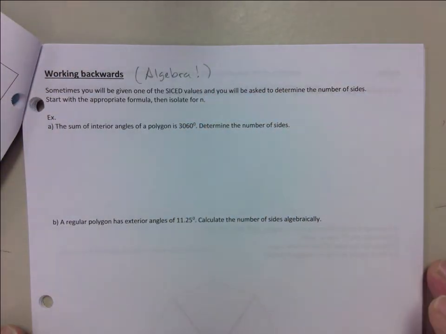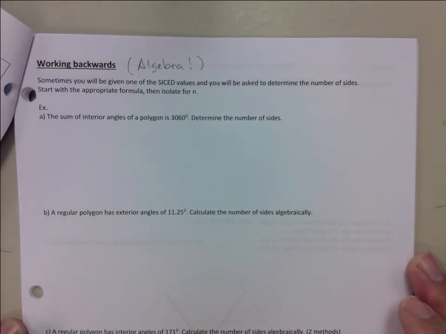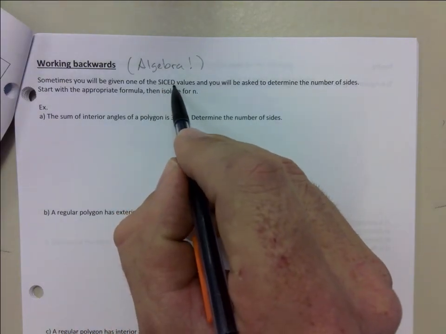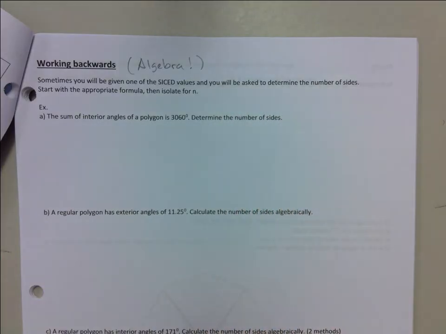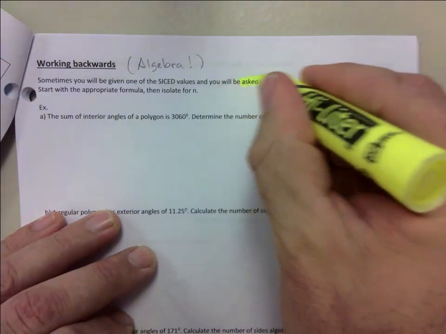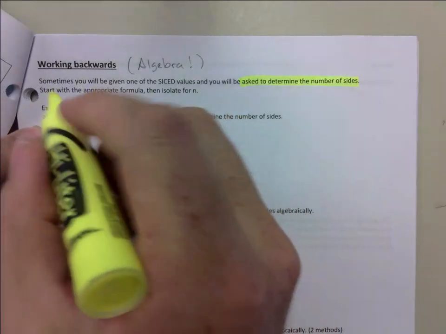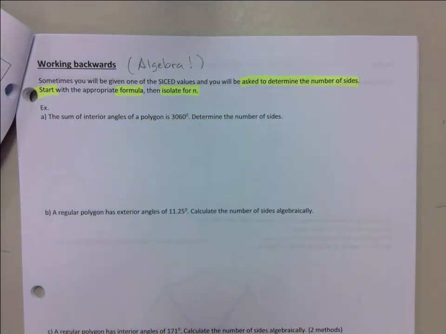And you can't guess on these ones. Sure, you can guess to check if you did it right, but I don't want you to. Okay, I want you to actually do the math here. Sometimes you will be given one of the 5, right? So you're psyched about that, and you will be asked to determine the number of sides. Okay, so I will ask you, hey, how many sides would this tile, this shape have? We start with the appropriate formula, right? You start with the formula. Then we isolate for n. That's basically what your goal is.